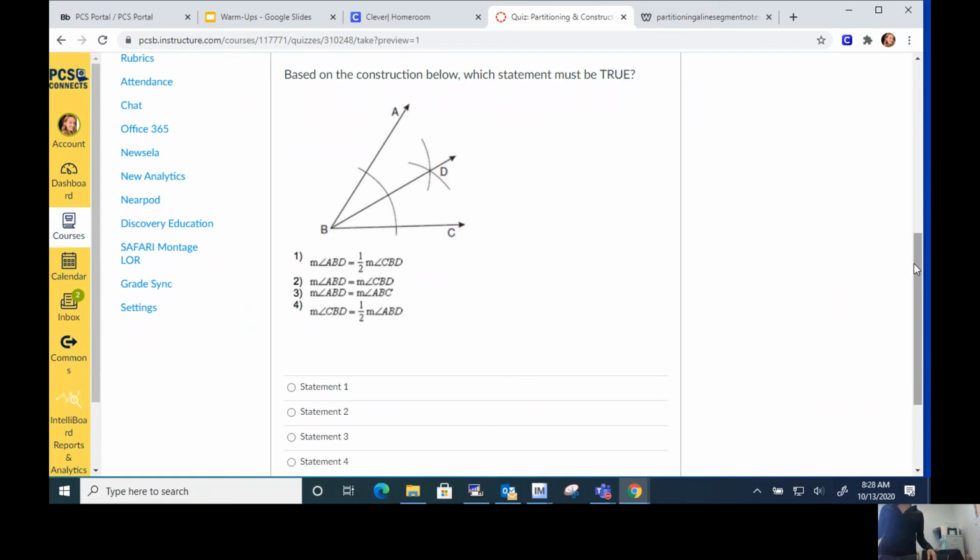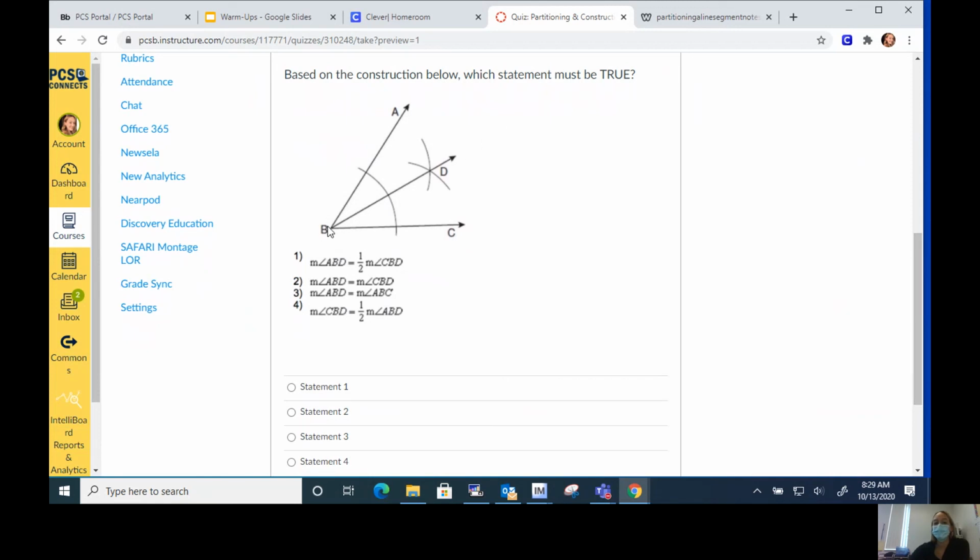What do you think? Is it an angle or is it a segment in that picture? Am I looking at an angle or am I looking at a line? I'm definitely looking at an angle, right? Angle ABC. What am I doing to this angle right here?